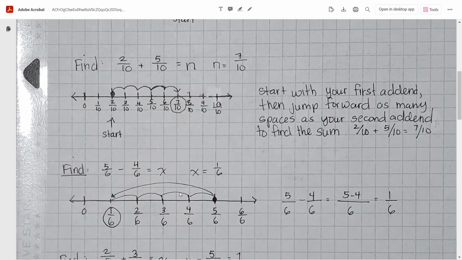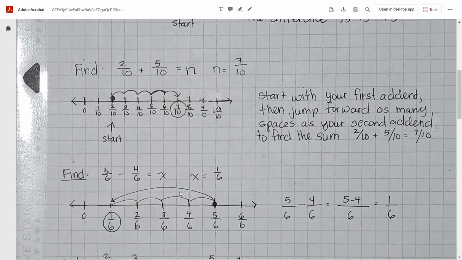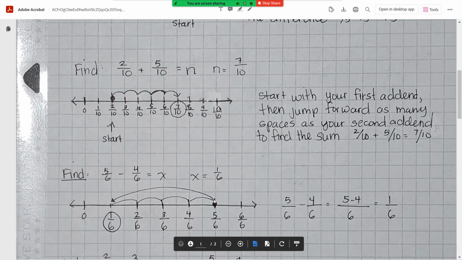Now, what about 5/6 take away 4/6 equals X, my mystery number? So I'm going to draw my number line. I'm going to break it up into 6 because that's the denominator that I'm working with. Your denominator decides how many parts your one whole is going to get broken into. So here it's going to be broken into 6 parts. So I'm going to start at the 5/6 point. So I fill in my circle right there.